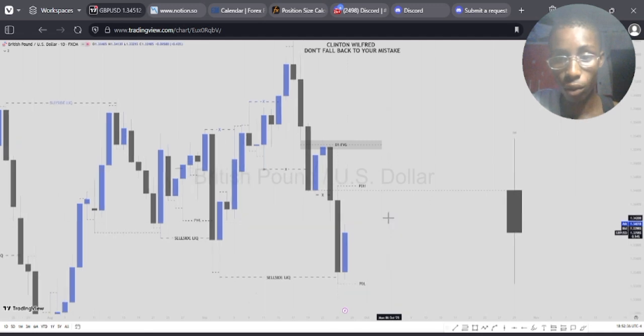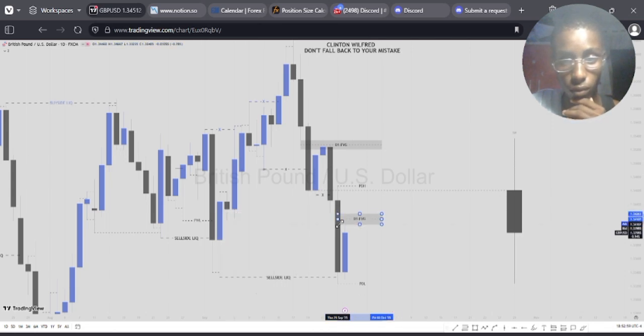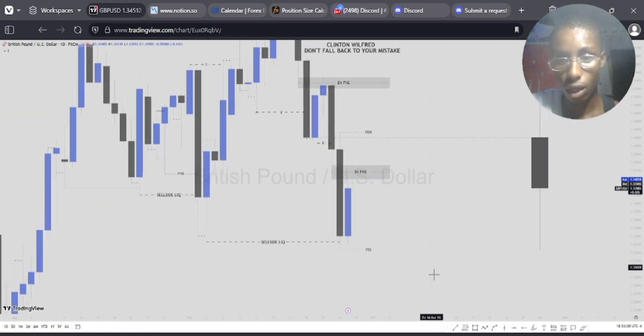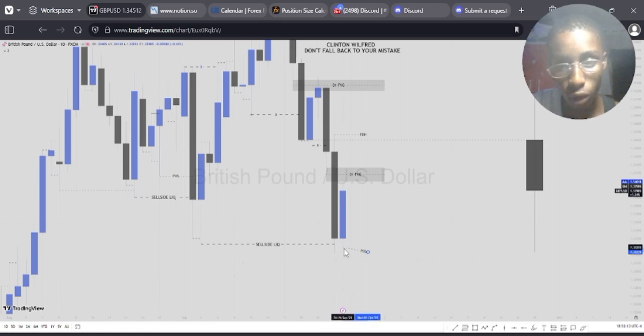Right here with two sets of liquidity, what do we have? We have an imbalance at this level, and an imbalance at this point, a bearish imbalance. If I pull that out, we have a bearish FVG at that point. For next week, I won't be trading on Monday, but I'll basically be looking for this on Tuesday.